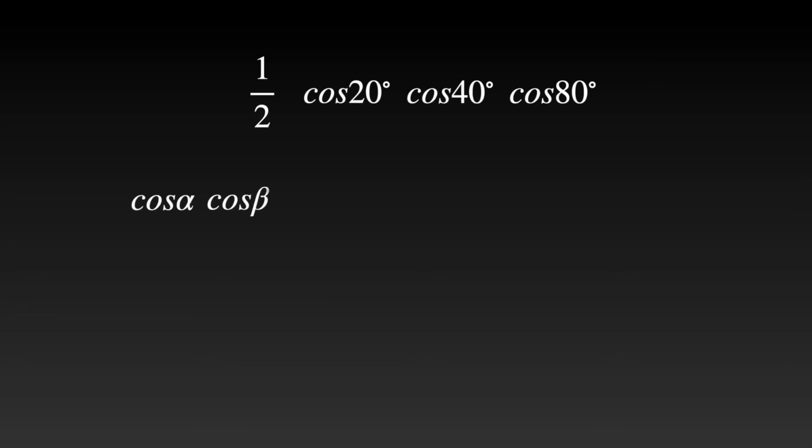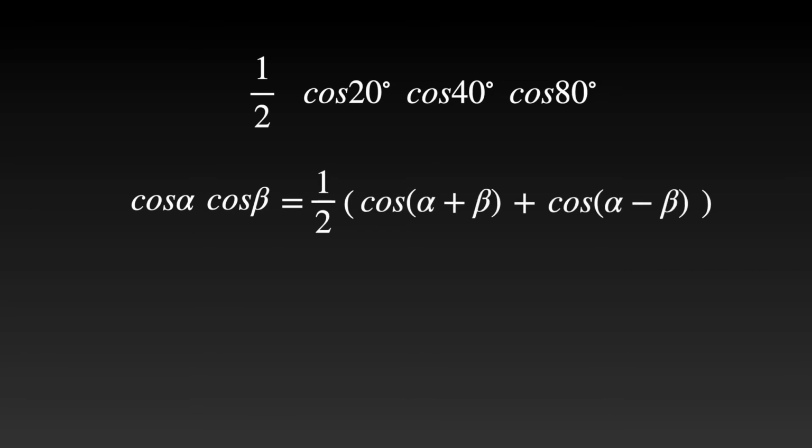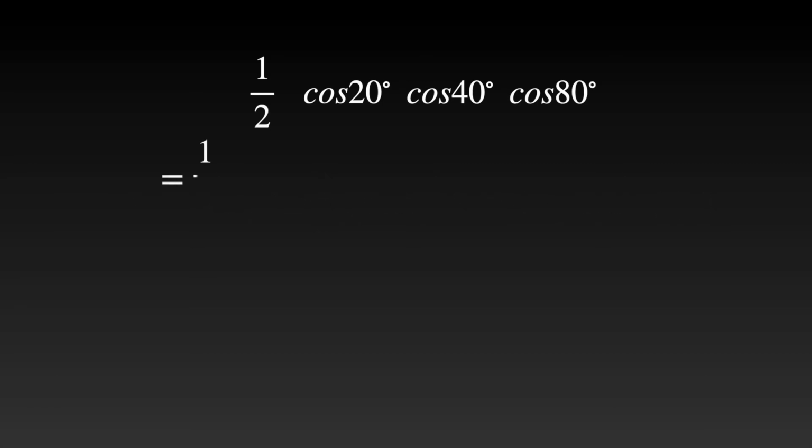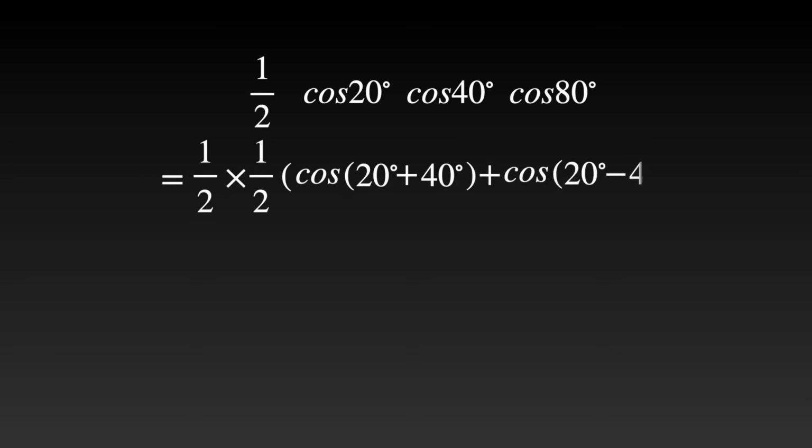And again, recall that cosine of alpha times cosine of beta equals 1/2 times cosine of alpha plus beta plus cosine of alpha minus beta. So the expression equals 1/2 times cosine of 20 degrees plus 40 degrees plus cosine of 20 degrees minus 40 degrees times cosine of 80 degrees. And the expression in the middle can be simplified as cosine of 60 degrees plus cosine of 20 degrees.